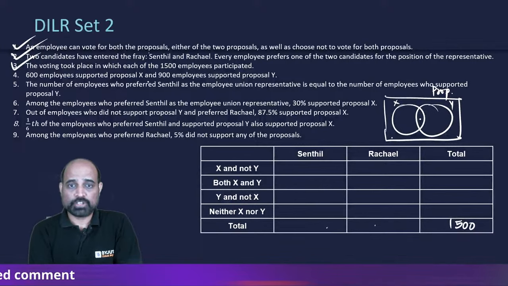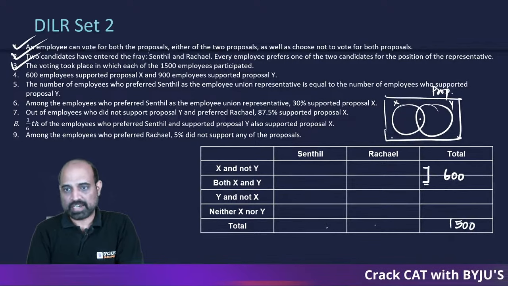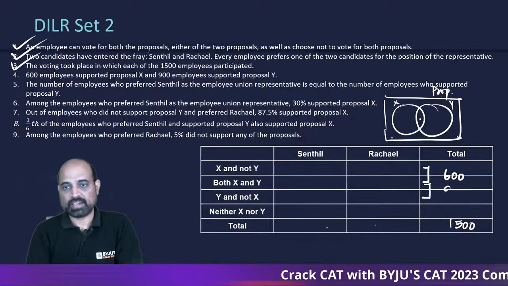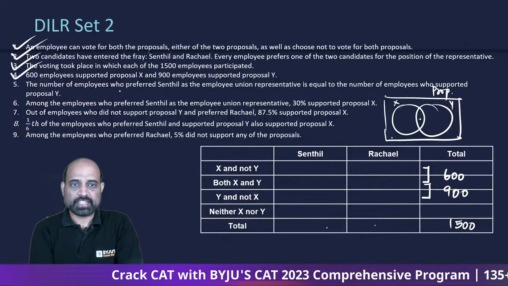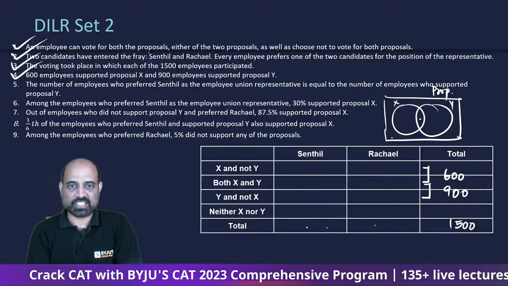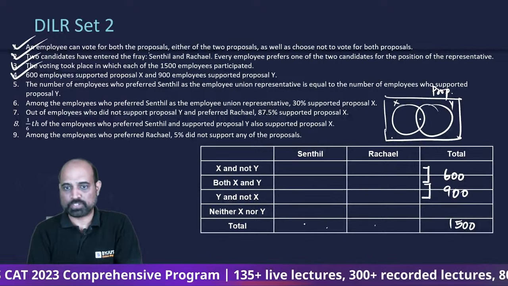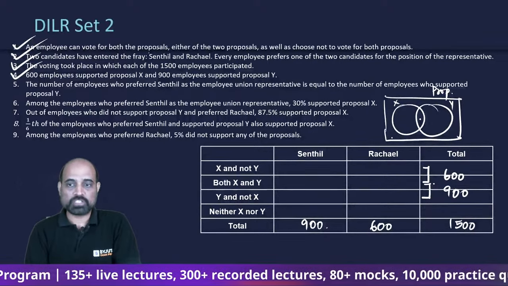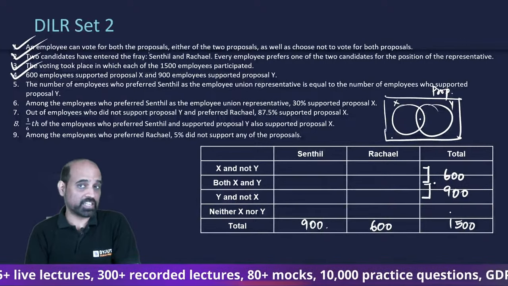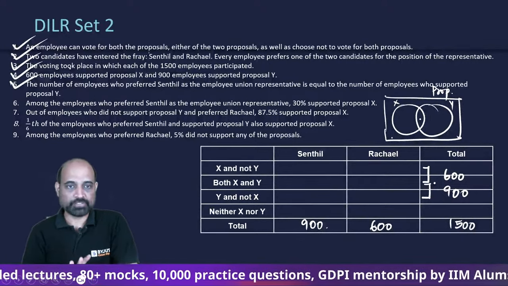600 employees supported proposal X. So the sum of these two is going to be 600. And obviously 900, not obviously, 900 supported proposal Y. Okay. The number of employees who preferred Senthil as the employee union representative is equal to the number of employees who supported proposal Y. So this will be 900, this will be 600. Now I don't know how much is common, so I don't know what is neither X nor Y.